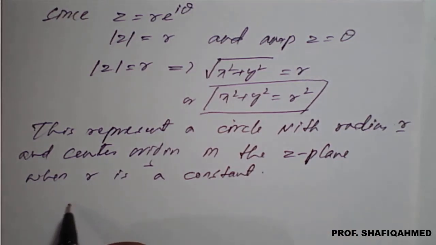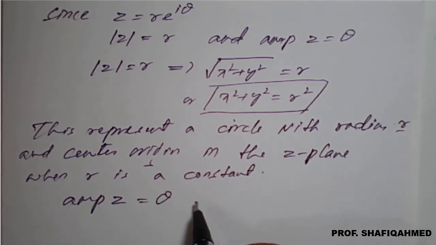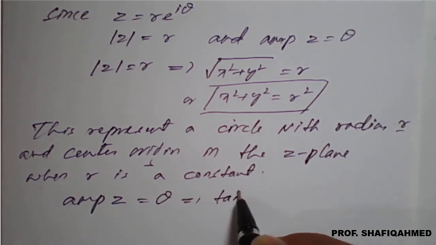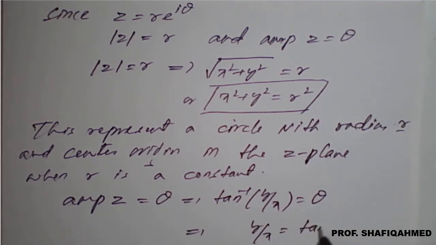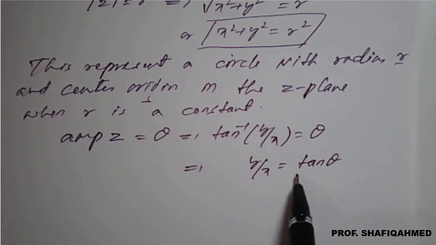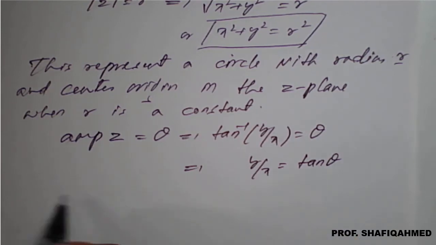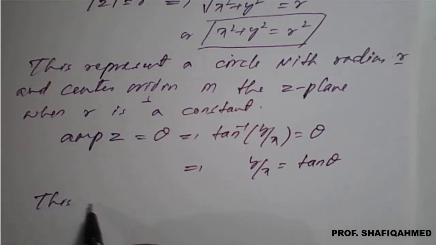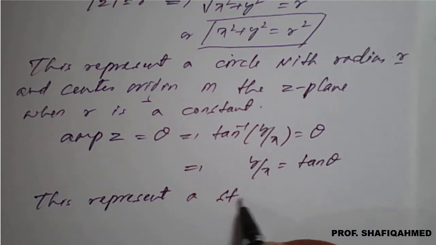Therefore amplitude of z, which is nothing but theta, implies tan inverse of y upon x is theta. So I can say that y upon x is equal to tan of theta. These expressions we have seen earlier, which represent a straight line. This y is equal to x tan theta represents what here? A straight line.